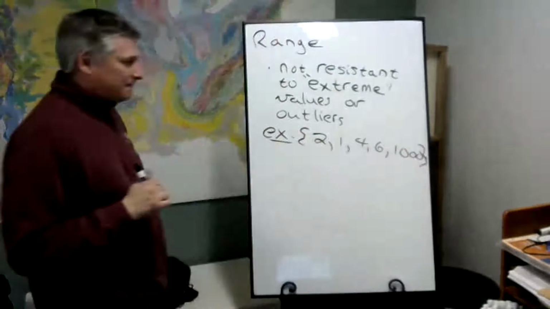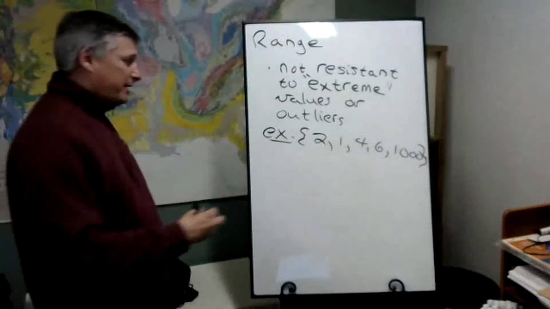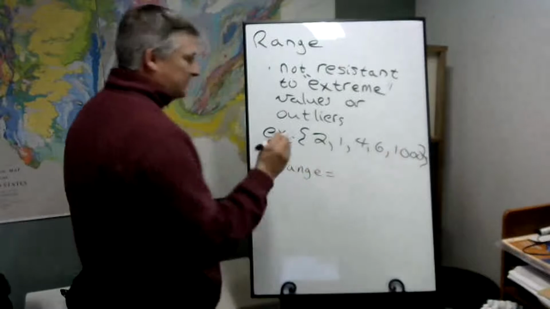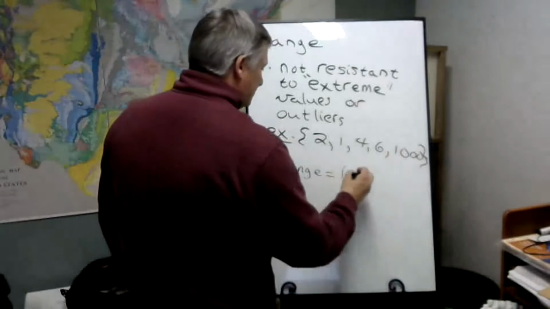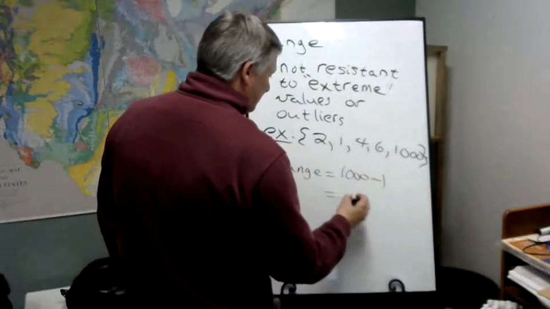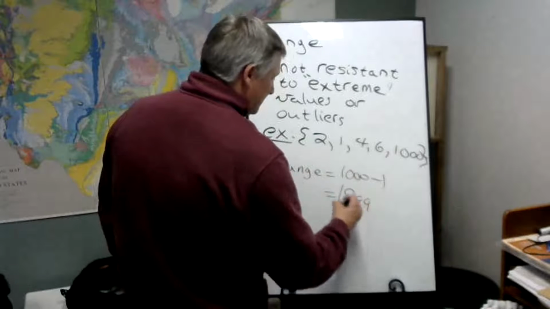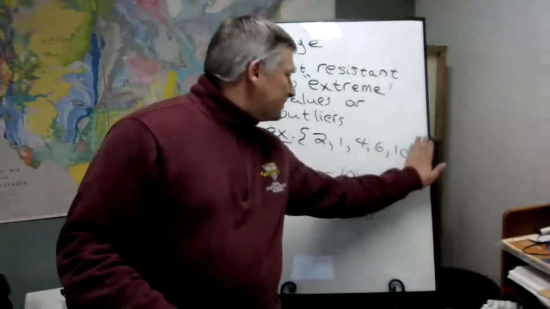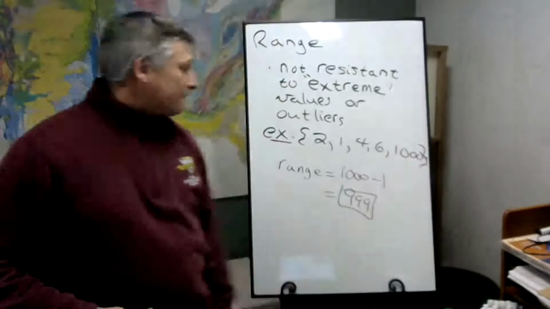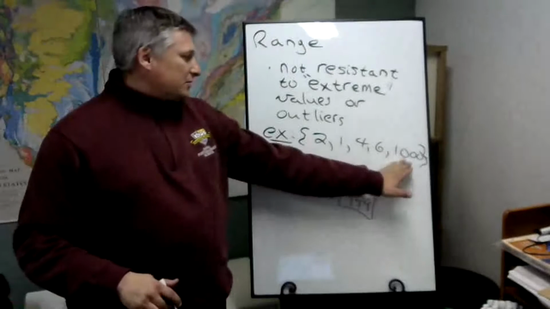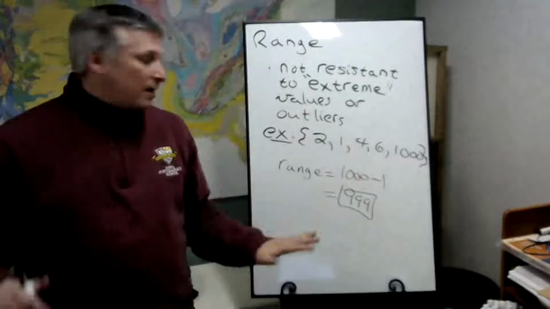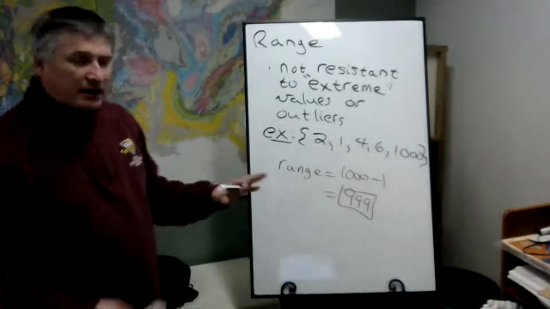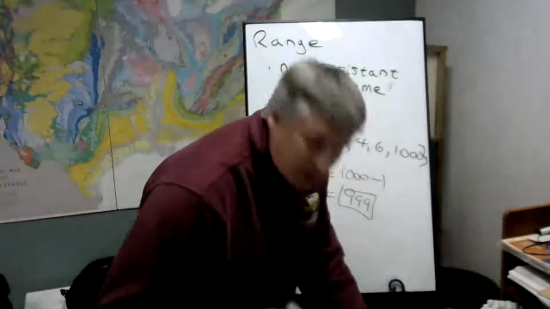But if we change this one value to 1,000, now our range becomes something very different. Instead of 10 minus 1, we have 1,000 minus 1, or 999. While before, the range we got was just 9, because 10 was the largest value. So one value changes, and everything gets thrown off as far as the range is concerned. So it's not resistant to these large values.